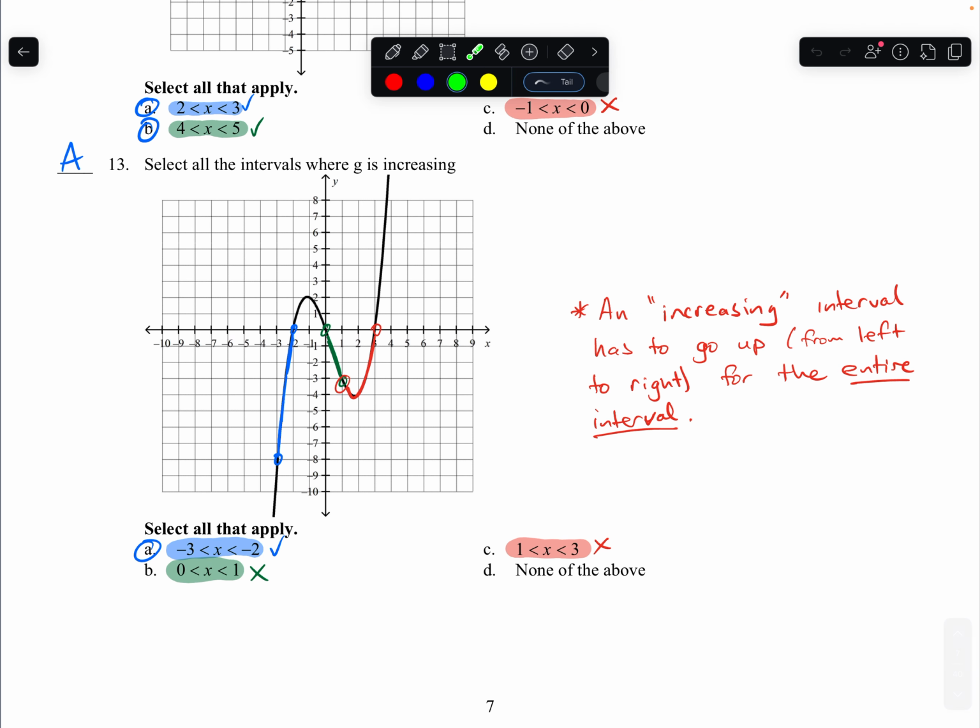13 is asking for the increasing intervals as well. Notice that A, from -3 to -2, that's an increasing interval. From left to right, it's going up. B is not increasing, it's decreasing, going down from left to right. C is tricky. Don't be fooled. It has a part of that interval that's increasing, but part of it is also decreasing. So this is not counted as an increasing interval. In order to be increasing, it has to be increasing for the entire interval, and it's not in that red interval. So don't circle C. It's just A.